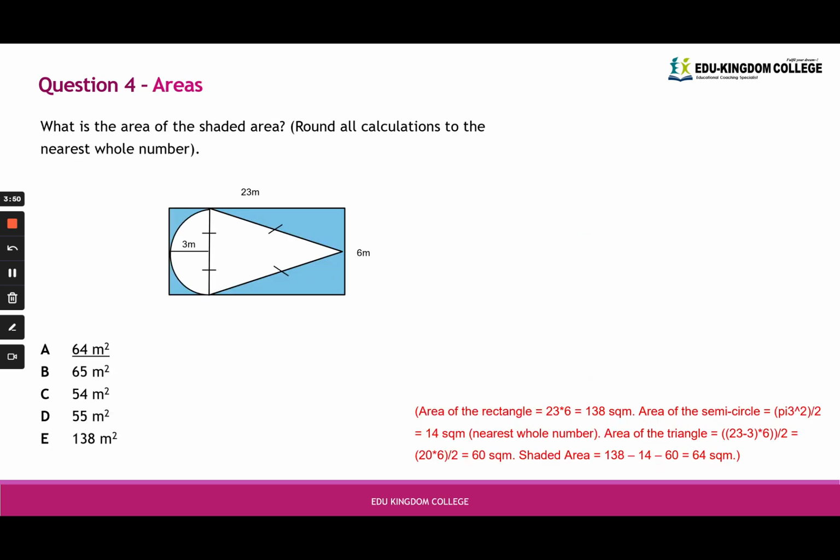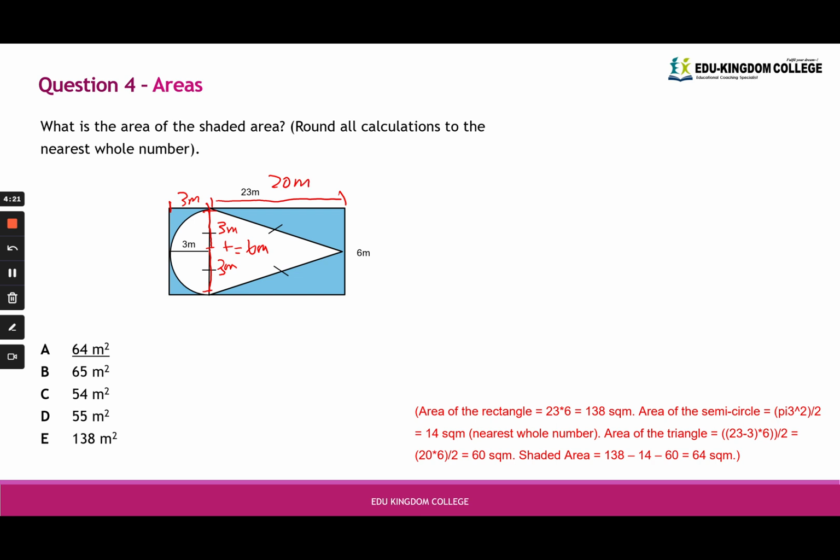All right, so question 4 deals with a lot of areas, right? So right off the bat, we can basically label this little side here as 3 meters, and this thing here as 3 meters as well, okay? So in total, it's actually 6 meters for the base of that little triangle, okay? And we can also realize that this is also 3 meters, okay? And so the distance from here to here is actually going to be 20 meters instead, okay?